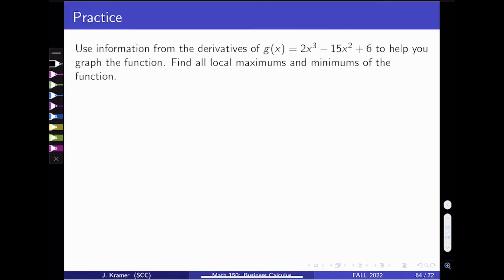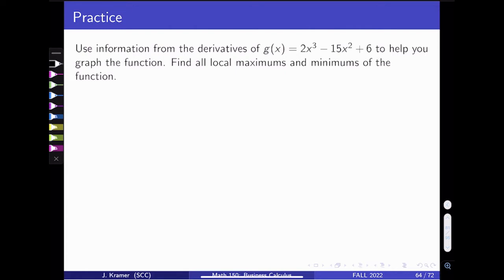Pulling all of this together, we want to use information from the first and second derivatives of g of x to graph the function. We'll find all local maximums and minimums of the function as well. So we'll identify intervals of increasing, decreasing, concavity, inflection points, maximums, and minimums of this function.